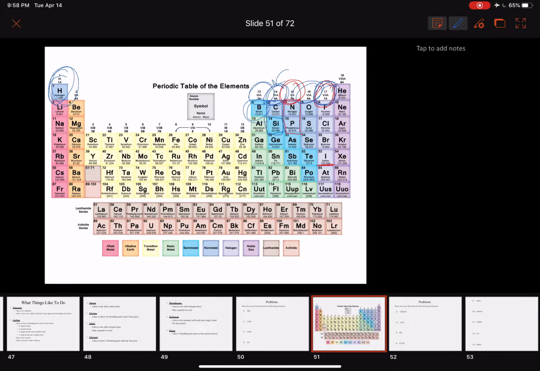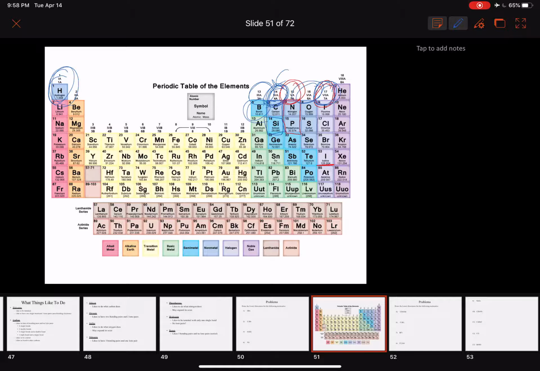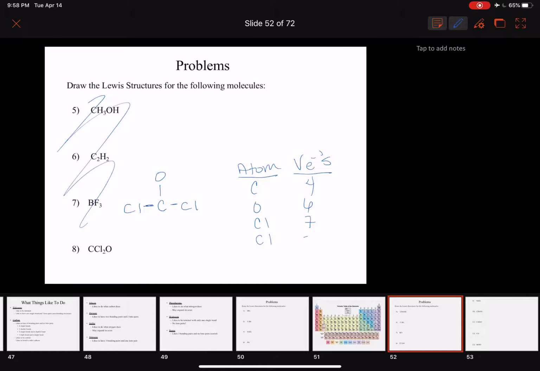So carbon brings 4 valence electrons, oxygen 6, and chlorines are halogens. And halogens always have how many valence electrons? 7, that's right. So we have 4 plus 6, which is 10, plus 7, which is 17, plus another 7, which gives us what?